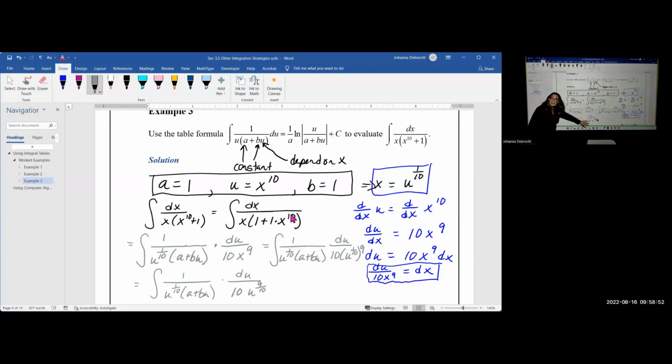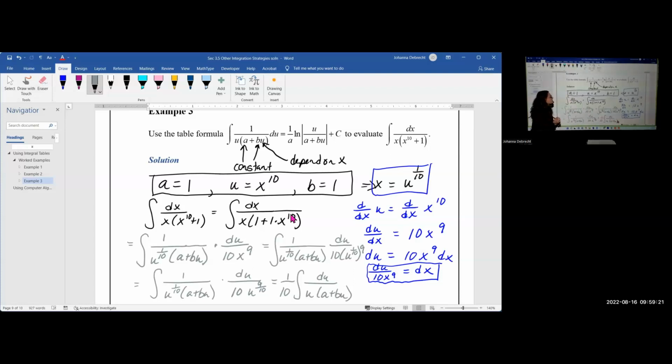Now, the 1/10 is a constant which can come to the front. And then I've got u to the 1/10 and u to the 9/10. They're multiplied. Bases are the same, so I add the powers. 1/10 plus 9/10 gives me u. So the next expression I have is 1/10, the integral of du over u, a plus bu.